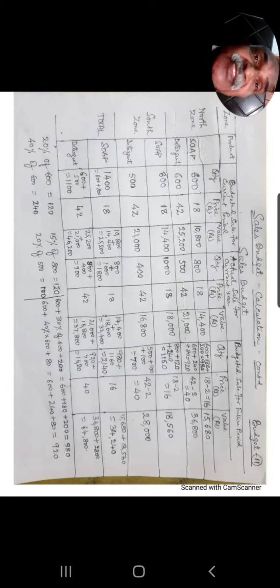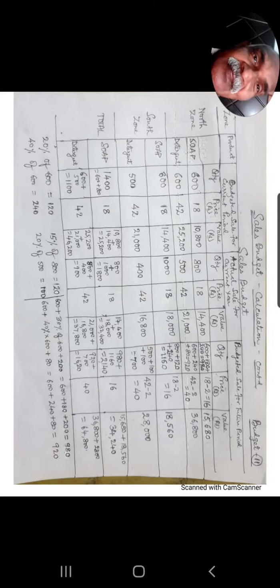And thereafter we will prepare the total sale of soap and detergent by adding soap 600 of budgeted north zone plus 800 of south zone, that is 1400. The amount become 10,800 plus 14,400, that is 25,200. Actual sale is 800 plus 1,000, 1,800. Amount become 14,400 plus 18,000, 32,400. Actual is 980 plus 1160, that is 2,140. Price is 16, amount will be 34,250. And in this way we prepare the sales budget for detergent.